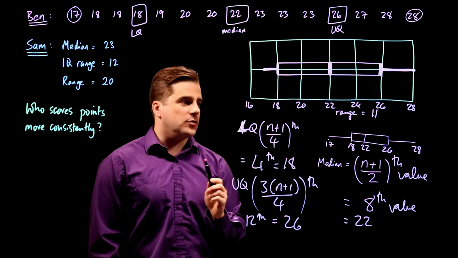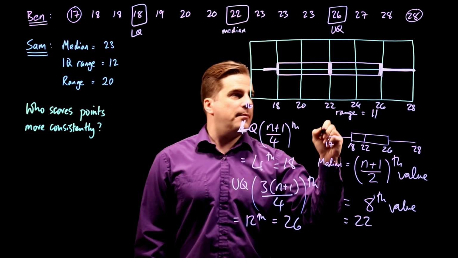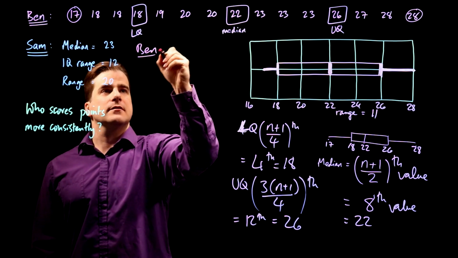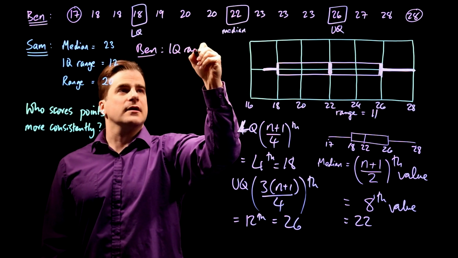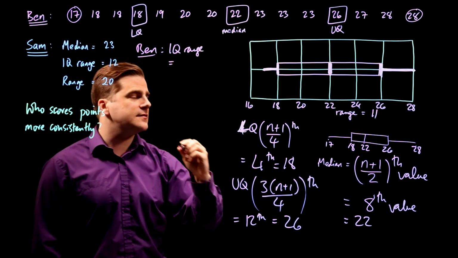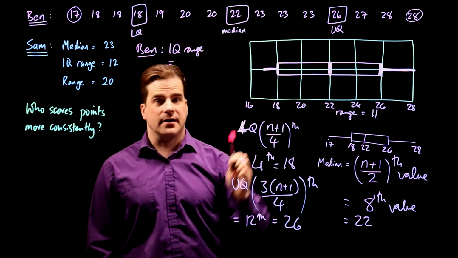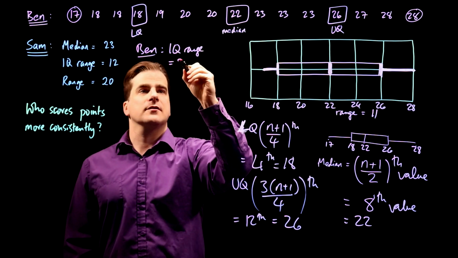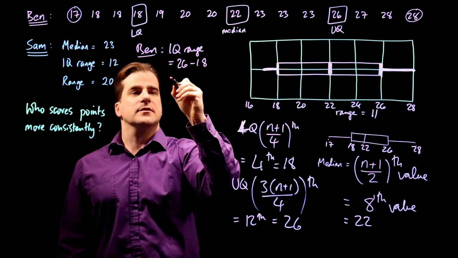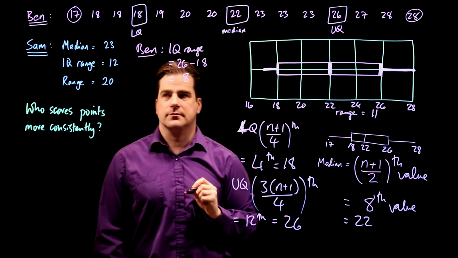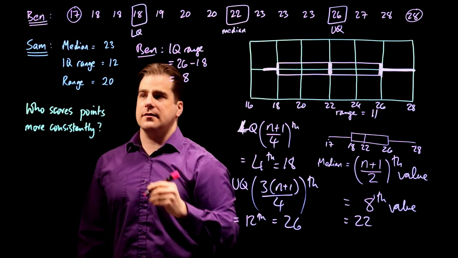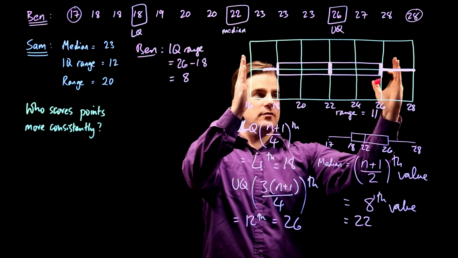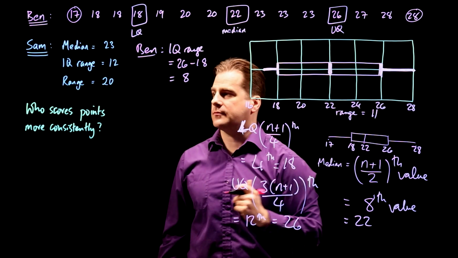Well, what's Ben's interquartile range? For Ben, the interquartile range is the upper quartile minus the lower quartile. So that's 26 minus 18, which is 8. Okay? So Sam has a higher interquartile range. Right, so his box plot, this bit would be wider.